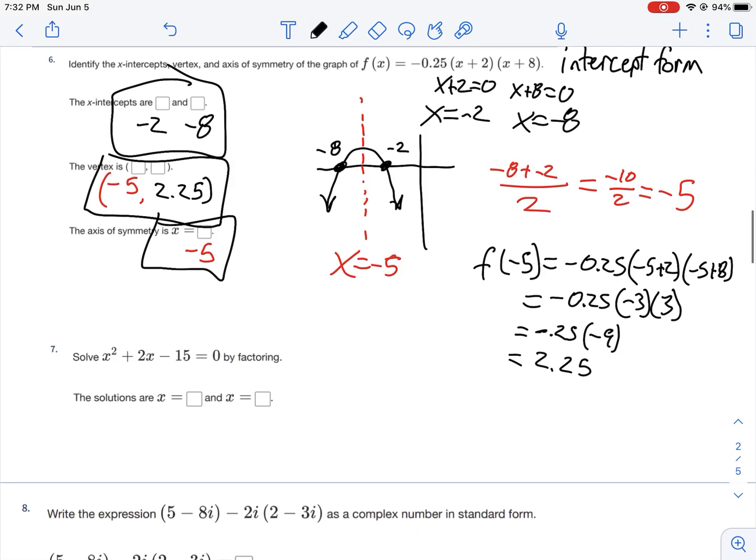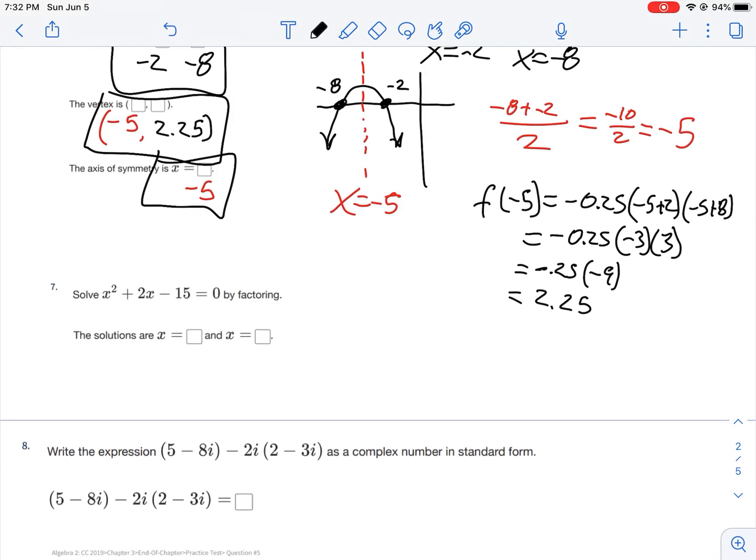There we go. All right, solve x squared plus 2x minus 15 by factoring. AC method, a equals 1. Life's going to be easy, a equals 1. B equals 2, c equals negative 15. A times c equals negative 15. B equals 2. Two numbers that multiply to negative 15 that add up to a positive 2. That's going to be a positive 5 and a negative 3. Positive 5 times negative 3 is negative 15. Positive 5 minus 3 is going to be positive 2.